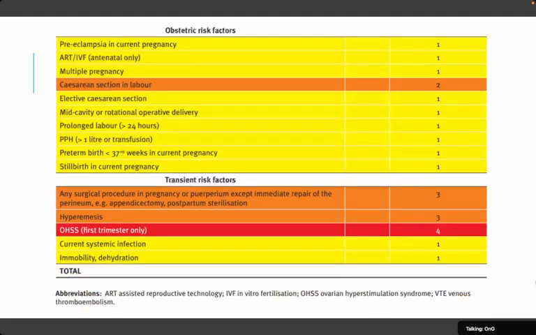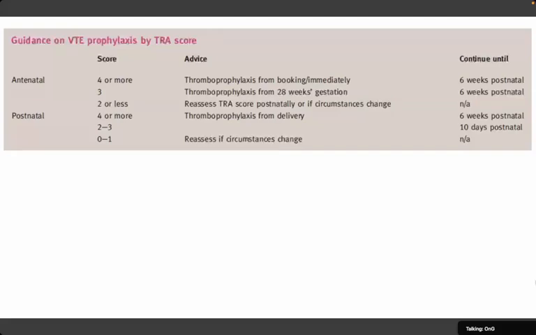And so if the total score, according to the RCOG guideline or recommendation, in the antenatal assessment is 4 or more, then thromboprophylaxis is advised at the time of the screening or at booking, and it should be continued up to 6 weeks postnatally. And if the score is 3 or the patient has intermediate risk factors, then thromboprophylaxis is recommended from 28 weeks gestation up to 6 weeks post-delivery.